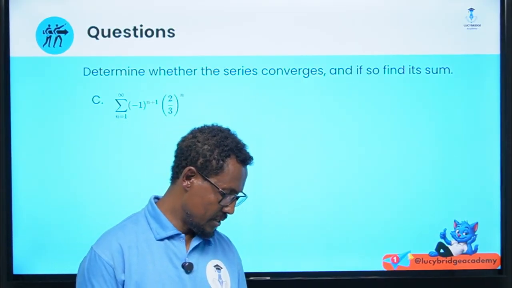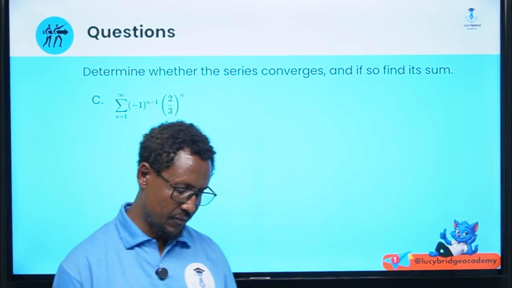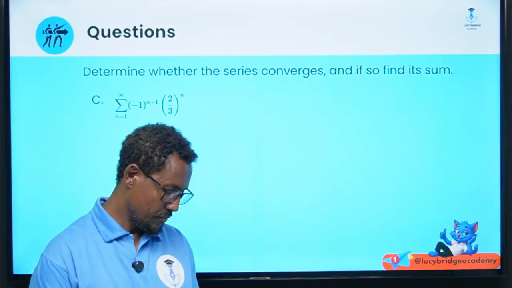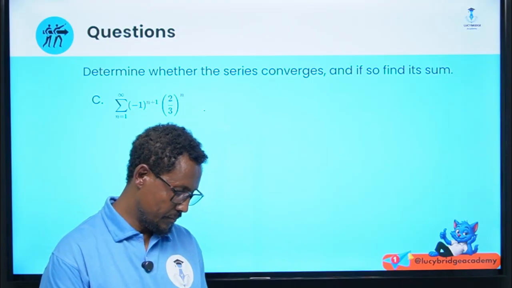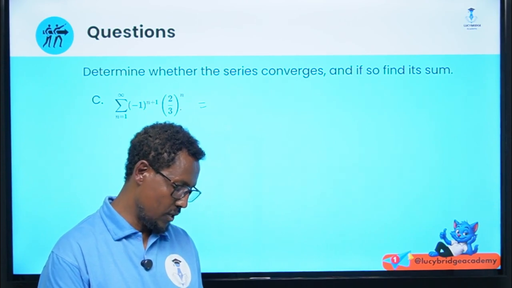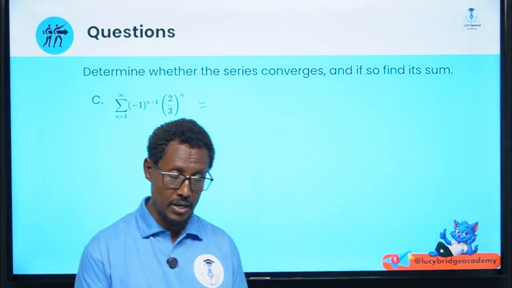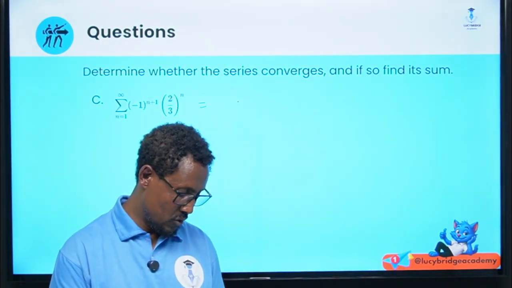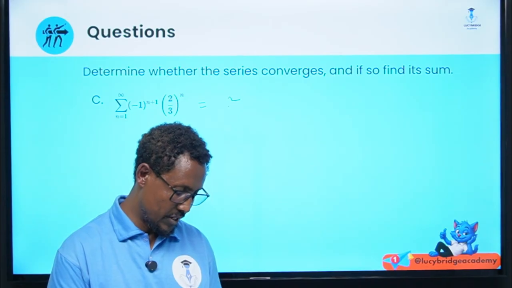Okay, determine whether the series converges, and if so find its sum. Okay, look, what is the first term? The first term is k is 1, so minus 1 to the power of 1 plus 1, minus 1 to the power of 2 is 1. 1 times 2 over 3 is 2 over 3. So 2 over 3 is the first term.